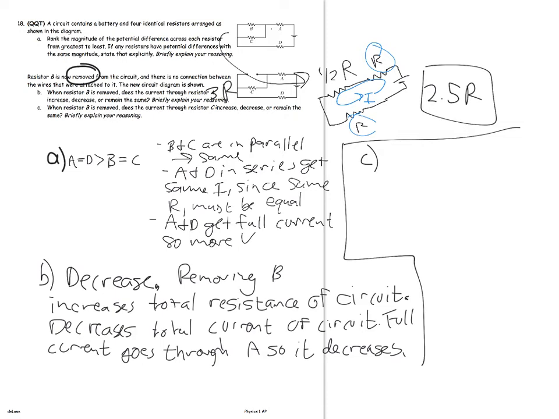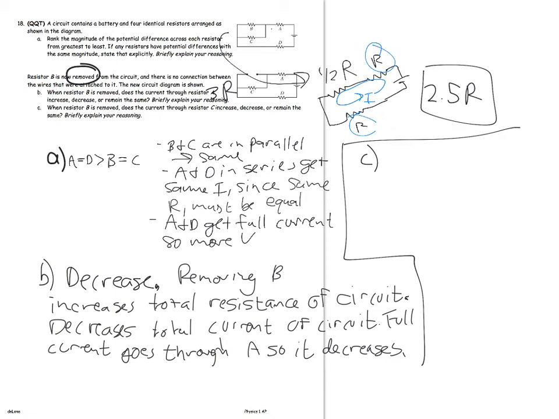So for this one, we're in kind of a weird situation if we're thinking just about the flow of current. And here's why. The total current through the circuit decreased. So because of that, we might be tempted to say the current through C decreased. But on the same token, by removing B, C now gets the full current, whereas before it had to share the current with B.